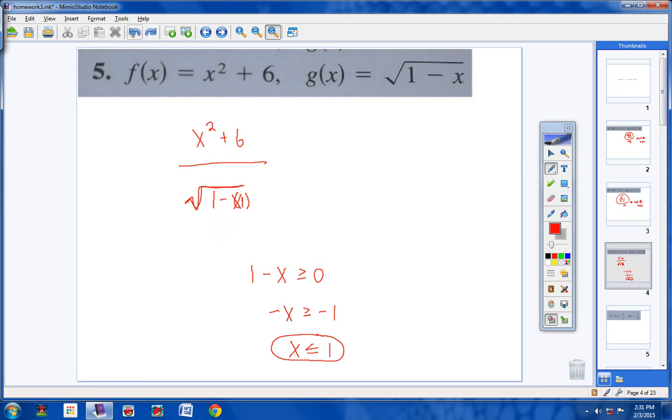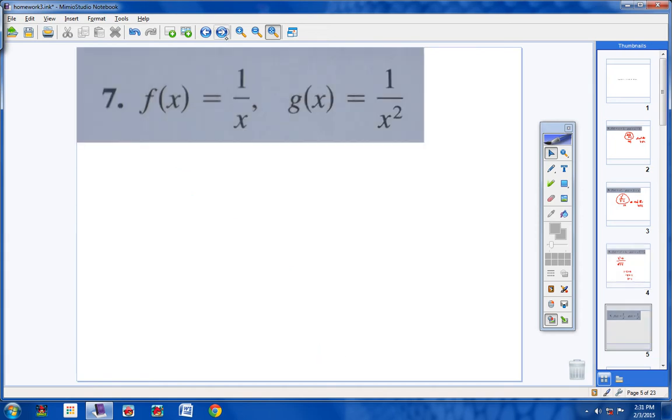So in this case here, x has to be less than 1. It cannot be equal to 1, okay? Because if you put 1 in, you get the square root of 0, and the square root of 0 is 0, and you can never have 0 in the denominator, so this would be your domain right here, okay? Moving on to number 7.